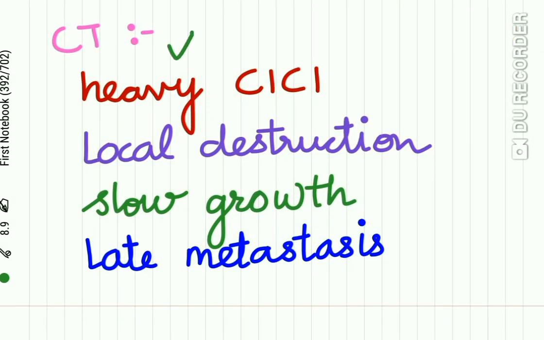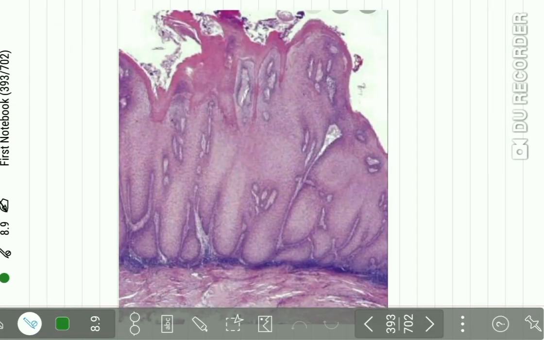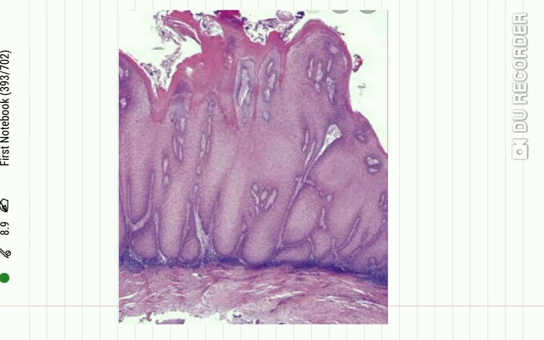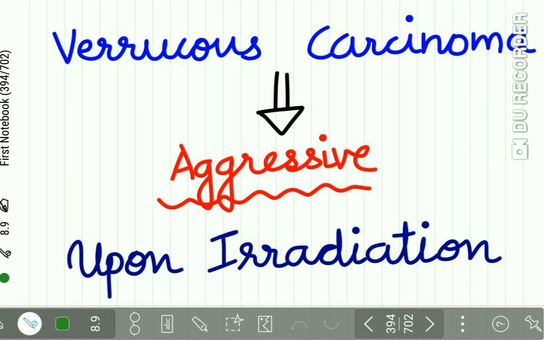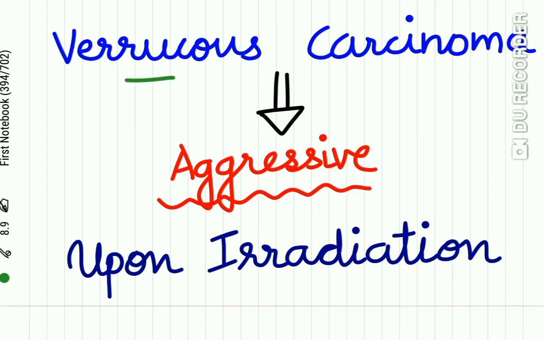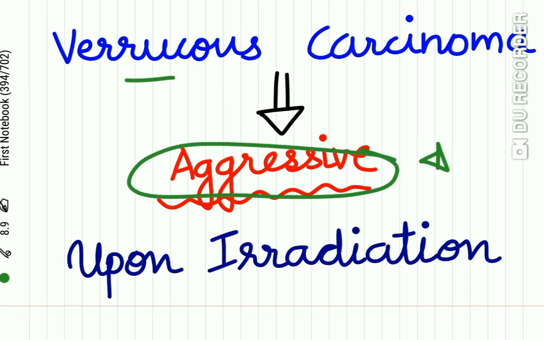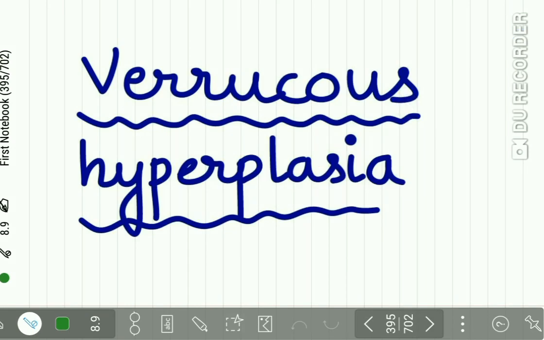Now, the connective tissue shows heavy chronic inflammatory cell infiltrate. There is local destruction of the connective tissue beneath the epithelium. The growth of the tumor is slow and the rate of metastasis is rather late. Now, here you can see the bulbous rete pegs, intact basement membrane, and deep folds in which the parakeratin is plugged. Now, verrucous carcinoma characteristically turns aggressive upon irradiation.